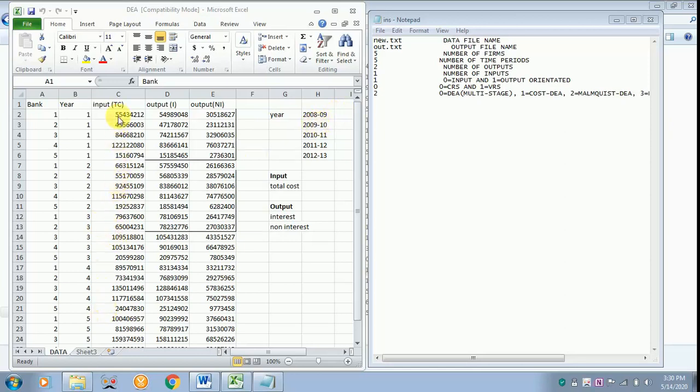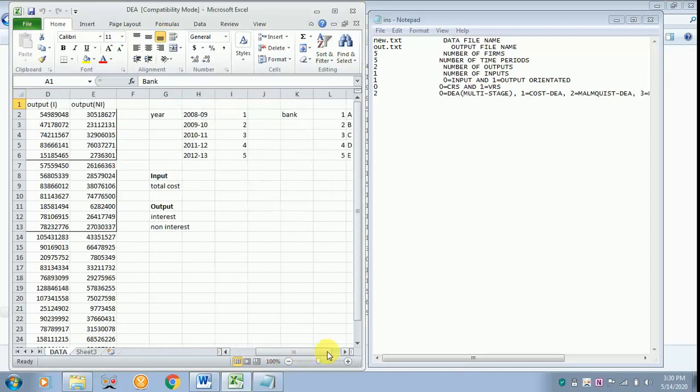So I have one input, that is the total cost, and two outputs, that is interest and non-interest income. Here I am going to verify the productivity of the 5 banks which I have selected. So you can see the input is total cost, output is interest and non-interest income, and the bank names are: 1 refers to A bank, 2 B, 3 is C, 4 is D and 5 is E.